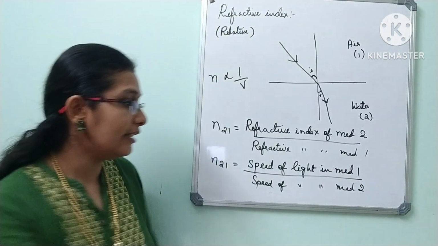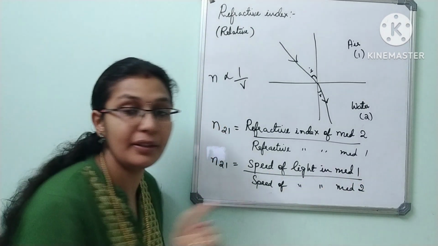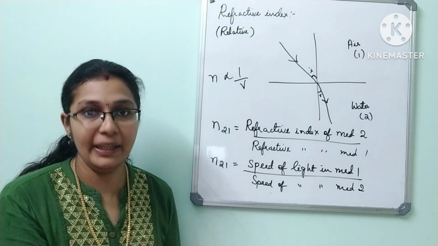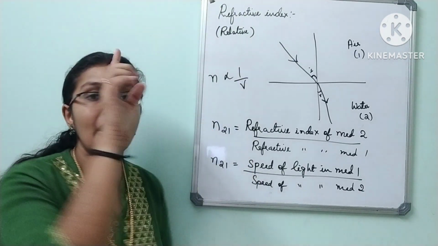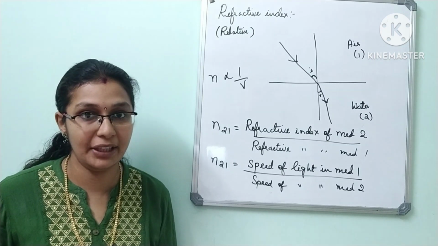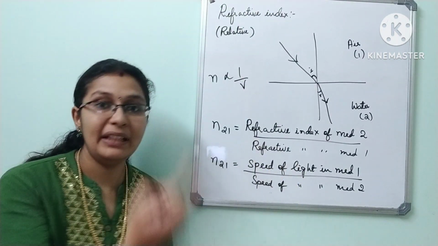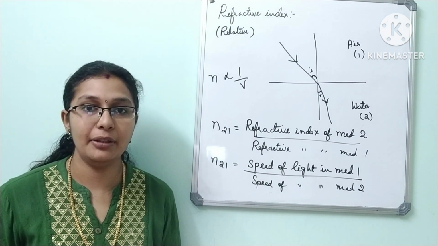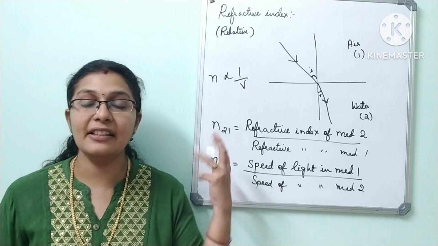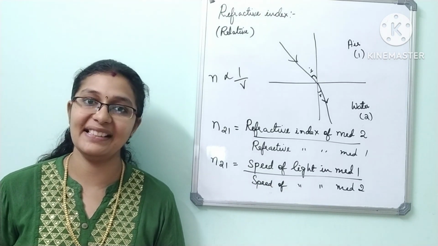You understand? If it is refractive index of medium 2 divided by refractive index of medium 1, I have to write it as 1 divided by in such way. You understand? 1 divided by speed of light in medium 1 divided by speed of light in medium 2. So when you take 2 up, what will happen? Speed of light in medium 1 divided by speed of light in medium 2. I think you are clear till this. Yes? So your refractive index is inversely proportional to the speed of light. You understand? Yes.